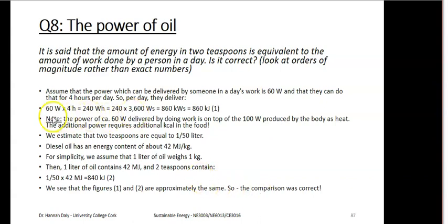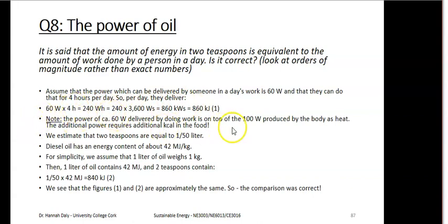So one person working at 60 watts for 4 hours, that's 240 watt hours. We want to get that into seconds to get to joules. In an hour, there's 3,600 seconds. Multiply that to get watt seconds. So 860 kilowatt seconds. Remember, 1 watt second is a joule. So we have 860 kilojoules from someone's daily work. Remember, power multiplied by time equals energy.